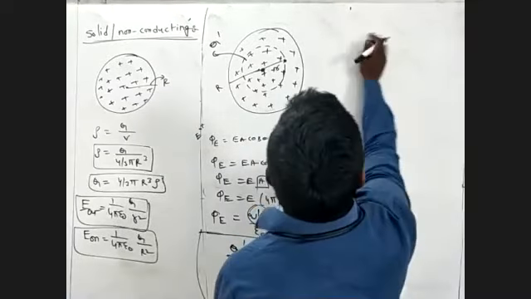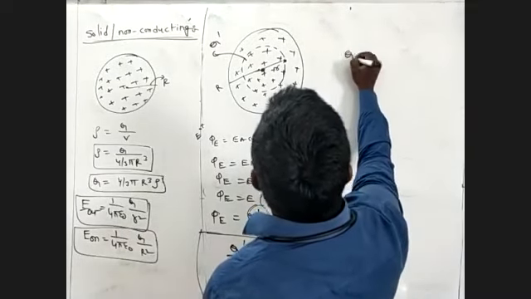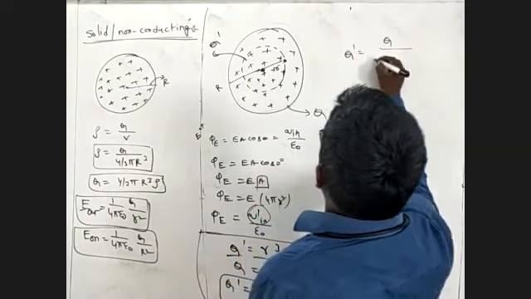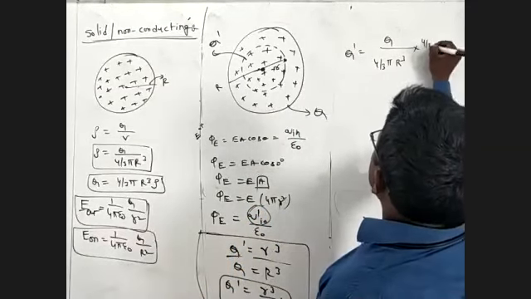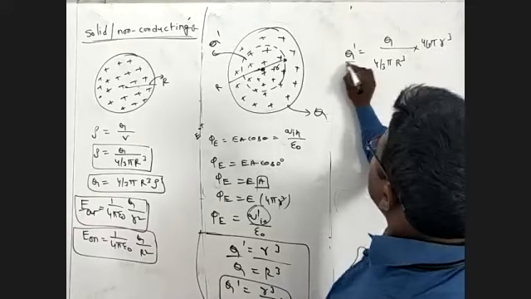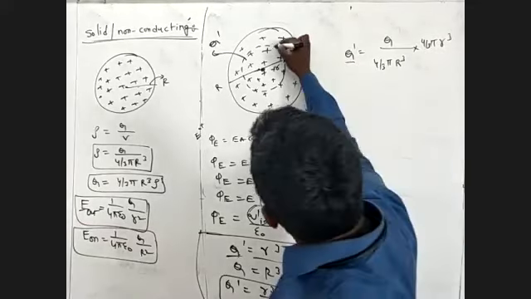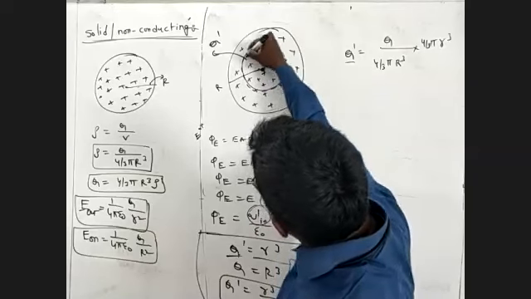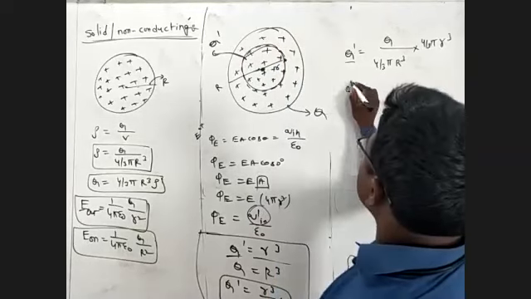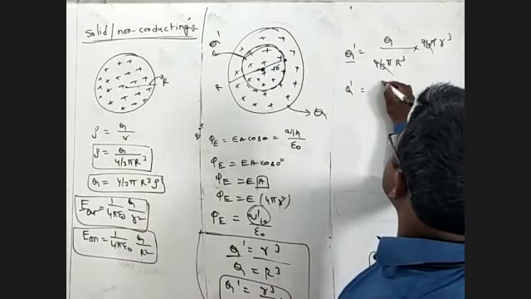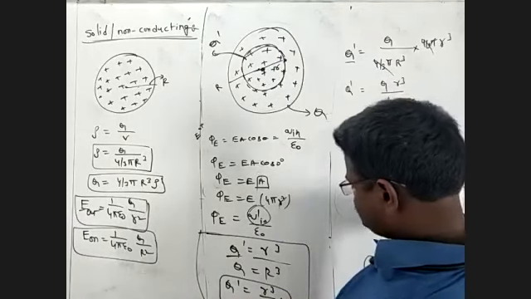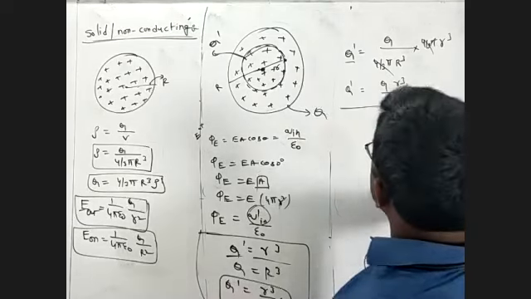So Q dash is equal to capital Q by 4 by 3 pi R cube, into 4 by 3 pi r cube. This is the value of Q dash, for a Gaussian surface enclosing Q dash. So Q dash is equal to Q r cube by capital R cube, with the 4 by 3 and pi cancelling. This is your value.